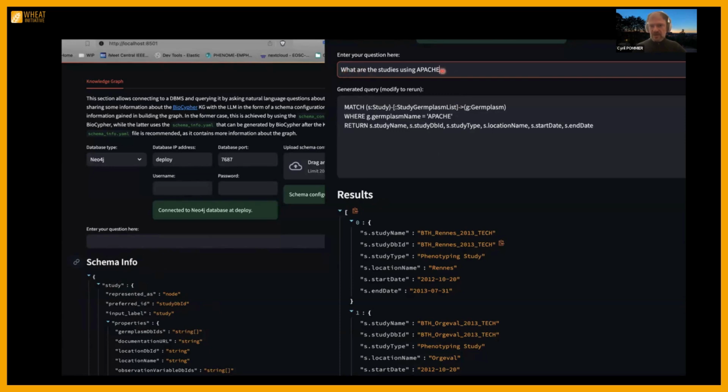What are the studies that are using Apache? Apache being a variety. So the chatbot generates a Cypher query here, runs it, and gets the result as JSON that can be used then for anything.